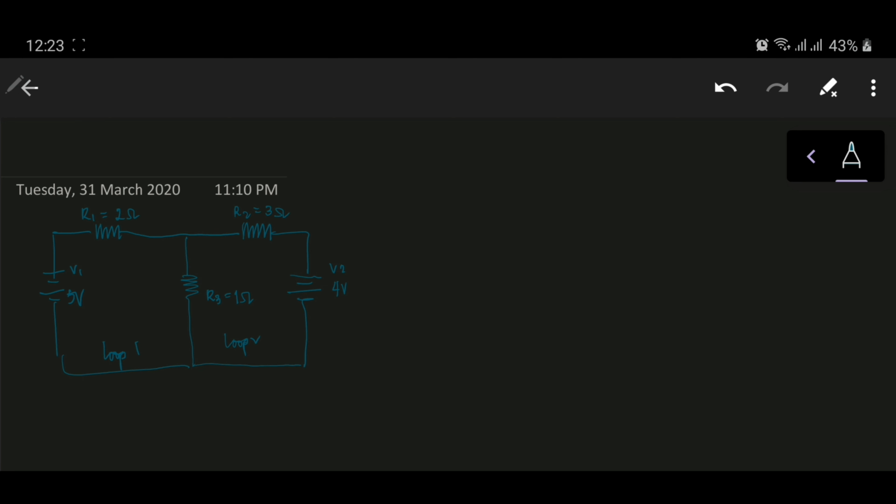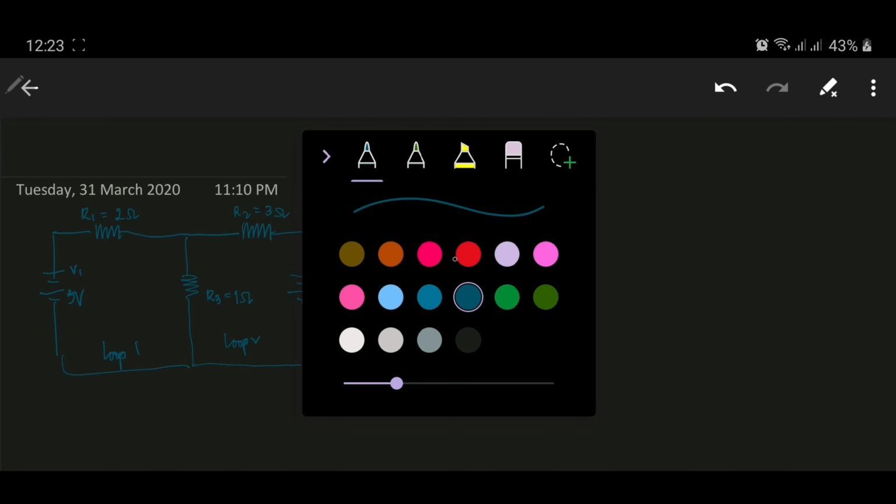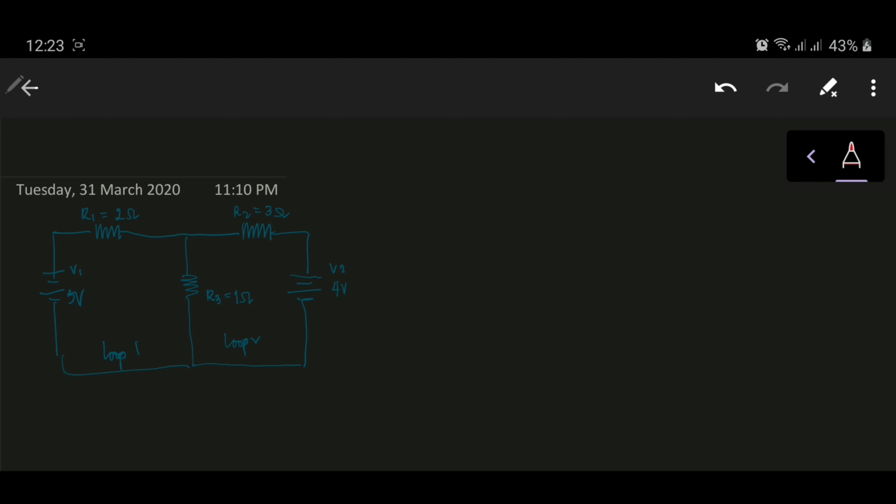Okay. For the batteries, it's easy to identify the polarities of each, because basing on the schematic symbol, the side with a longer line is always positive, and the side of the battery with the shorter line is the negative terminal. So for V1, the positive terminal is up here and the negative down here. For V2, the same principle applies. So the longer line is up top, shorter line down at the bottom.